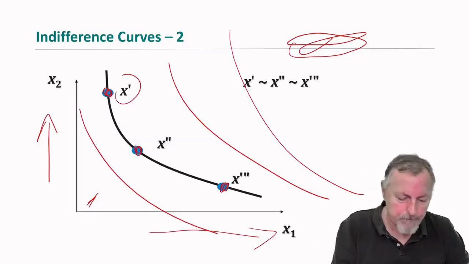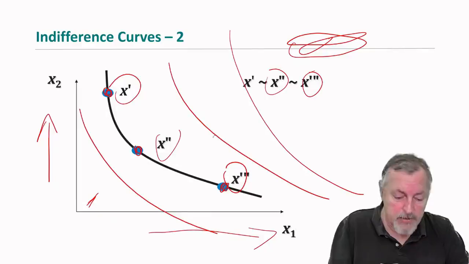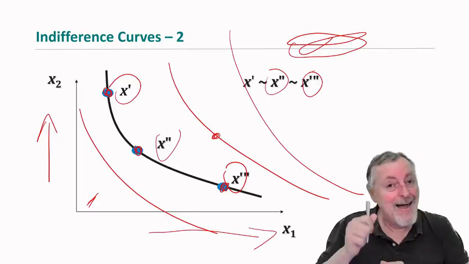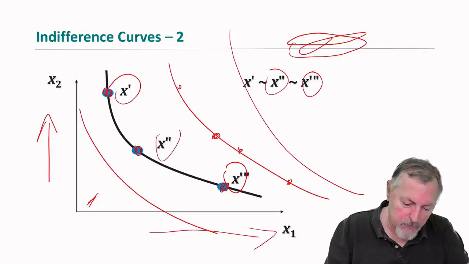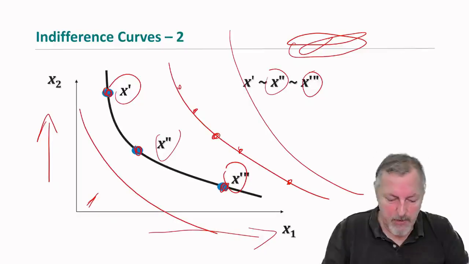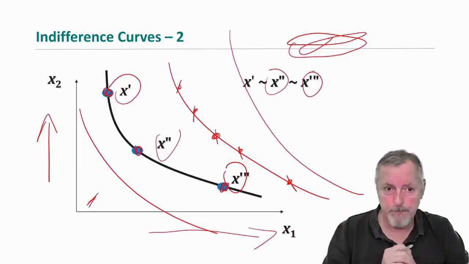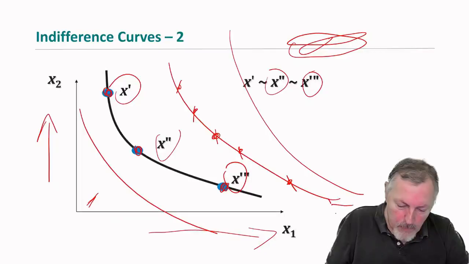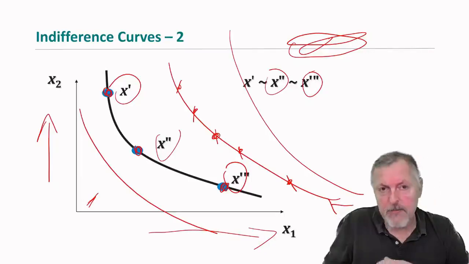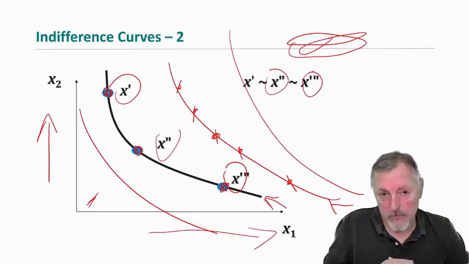So here, x1, x2, and x3, you're indifferent between them. A point here, that's a higher indifference curve. All the points on this indifference curve, you're also indifferent between. This one, and this one, and this one, and this one, and this one all make you equally happy. But all the points on this curve, all of these consumption bundles, make you happier than any of those.